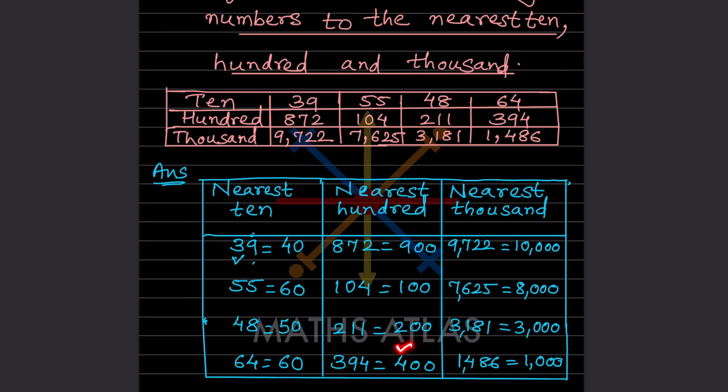So that is 4 and these 2 digits remain the same. That is going to be 0 0. Okay, hope you have got this one. Now look at the nearest 1000.